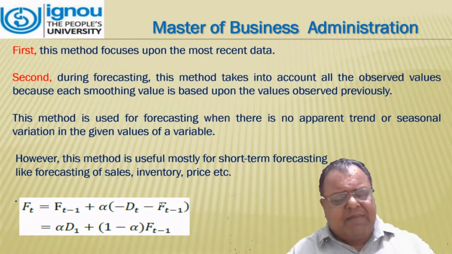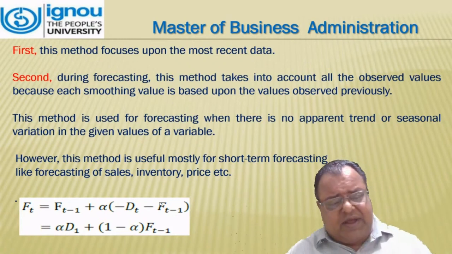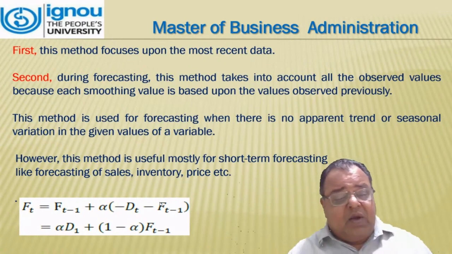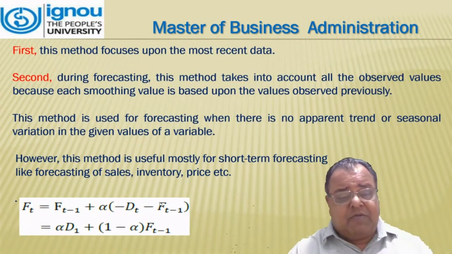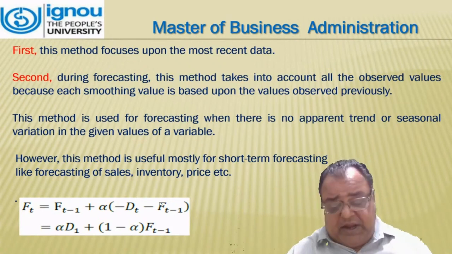We have a mathematical relation for it. That is Ft = Ft-1 + alpha (dt - Ft-1), which, when the bracket is opened up, gives us Ft = alpha dt + (1 - alpha) Ft-1.